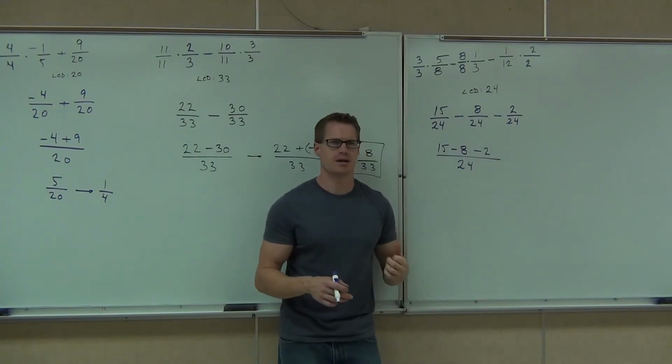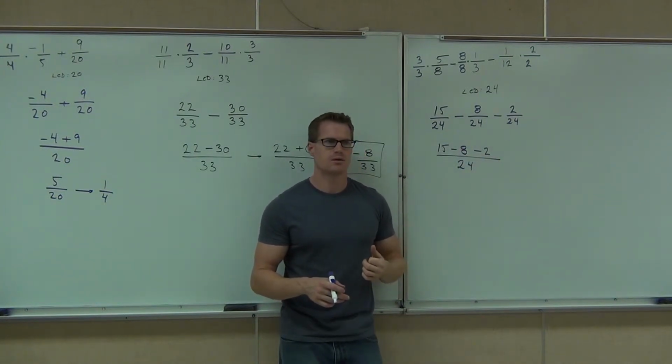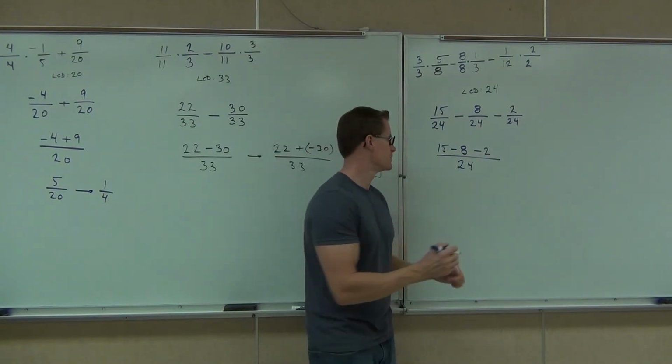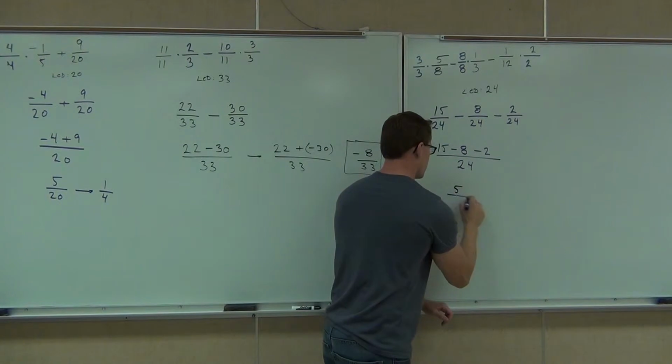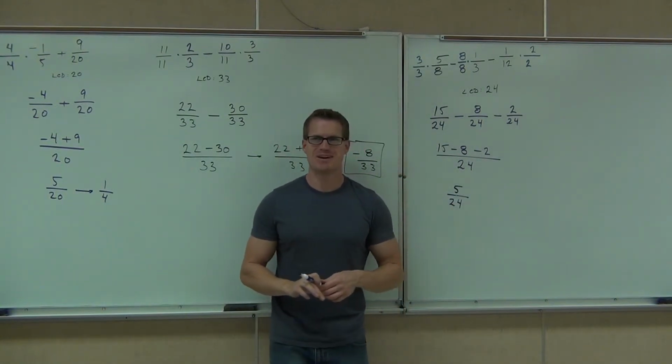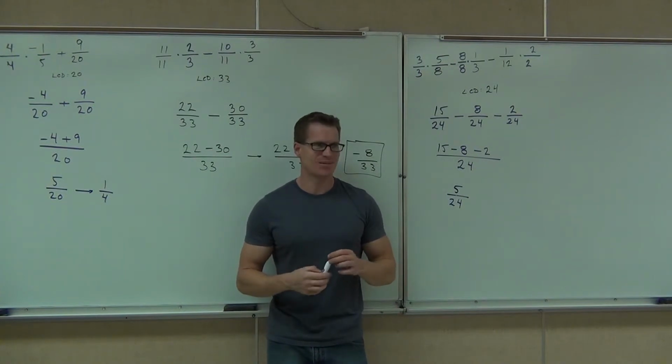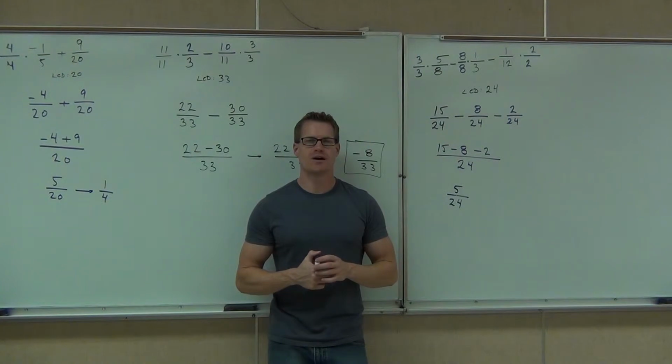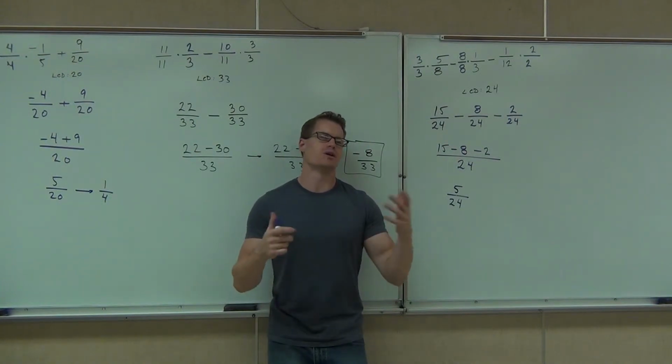How much is 15 minus 8? 7. Okay, 15 minus 8 is 7. And then minus 2 is? 5. Okay. 5 over 24. You jumped the gun. She's just one step ahead. 5/24, can I simplify or reduce 5/24? No. Then you are done.